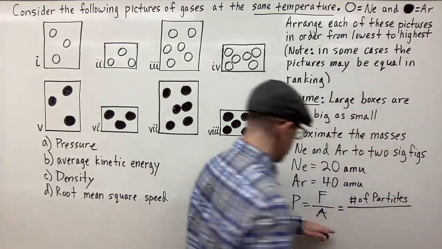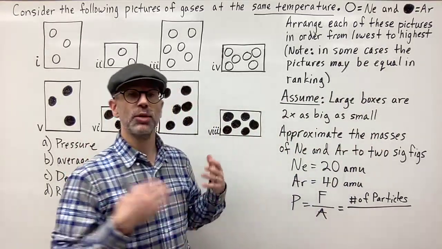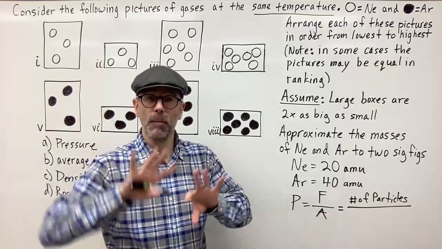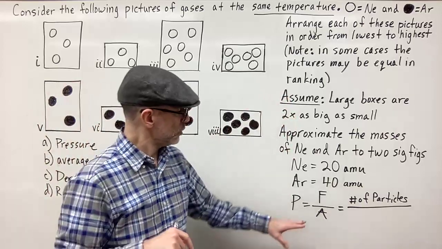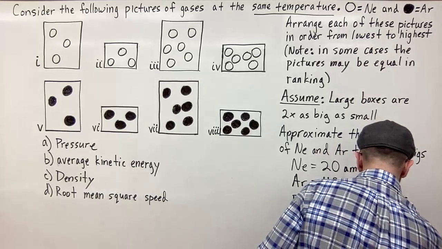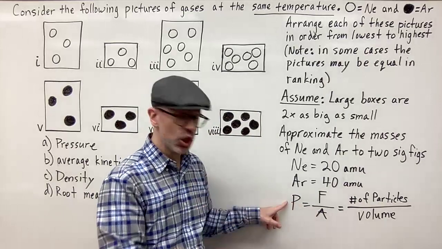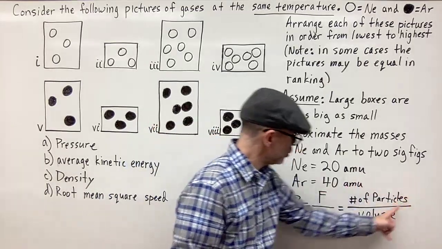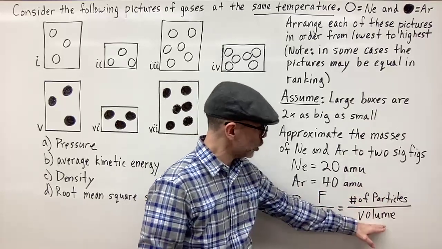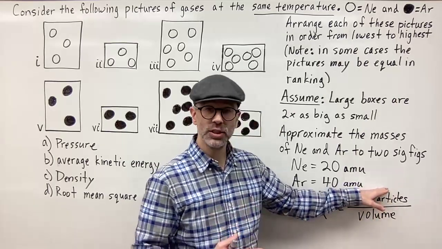Okay? And then the area here is related to the surface area on the inside of the box, which is going to be related to the volume. Larger volume means more surface area on the inside of the box. So this is going to be related to the volume of the box. Okay, so pressure is going to be the lowest when the numerator is smallest and the denominator is largest. So we're looking for the box with largest volume, lowest number of particles.